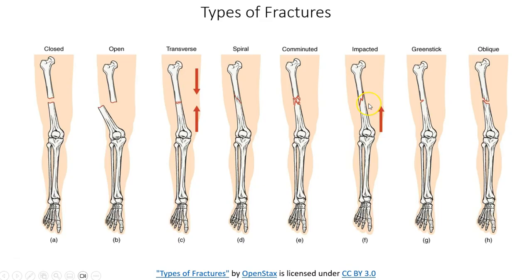The next one over here is an impacted fracture. This is usually going to result from some sort of compression. Jumping onto a hard surface, for example, is going to compress a lot of parts of your body, and too much compression can cause a break.